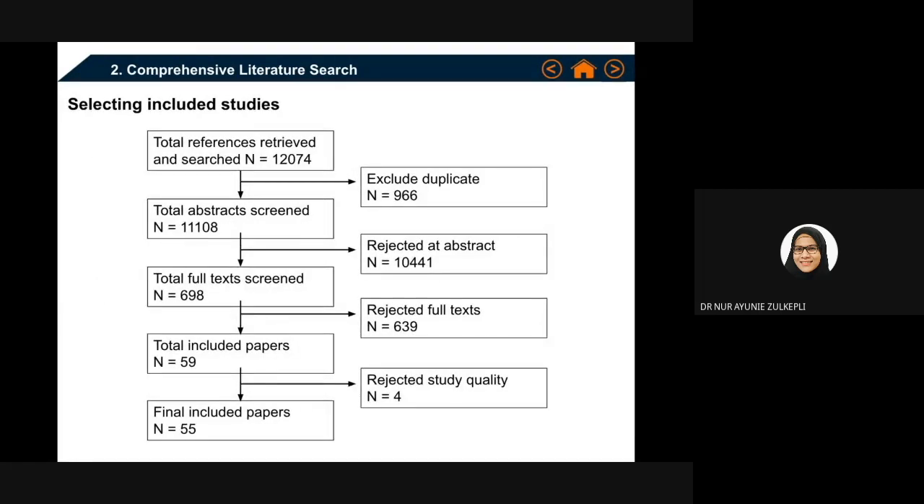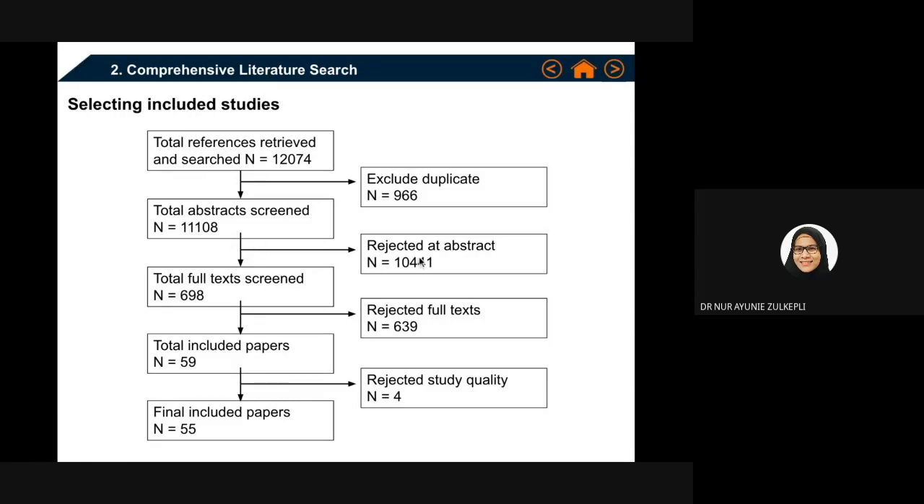Okay, so this is an example of how you select which studies you want to include. Let's say the total references that you retrieve from your framework or keywords that you use: you are able to retrieve, say, 12,074 articles. Then when you go through the abstracts, you find that there are some duplications, about 966. So the total abstracts screened is reduced to 11,000, right?